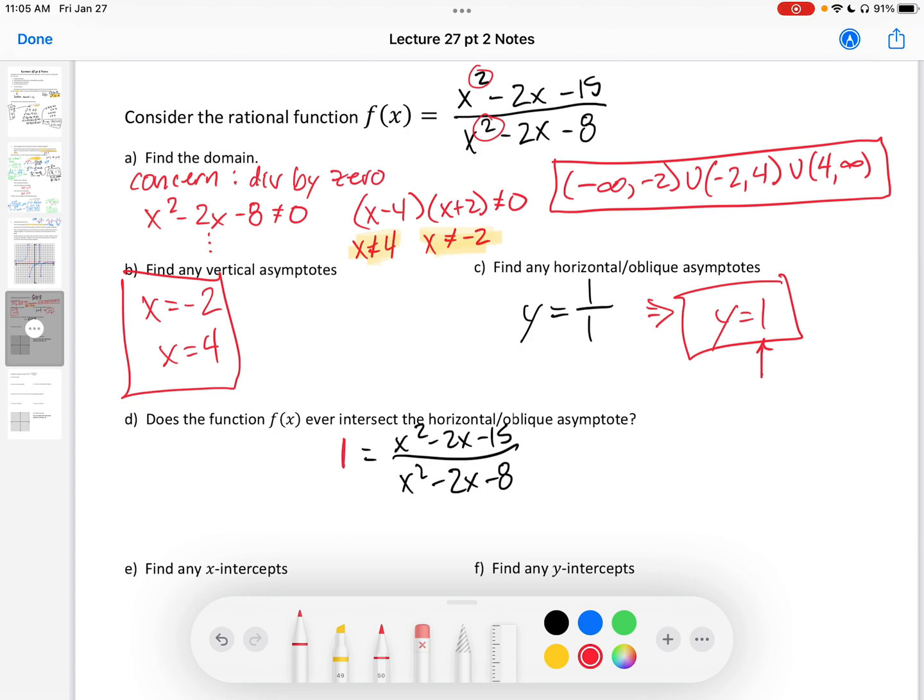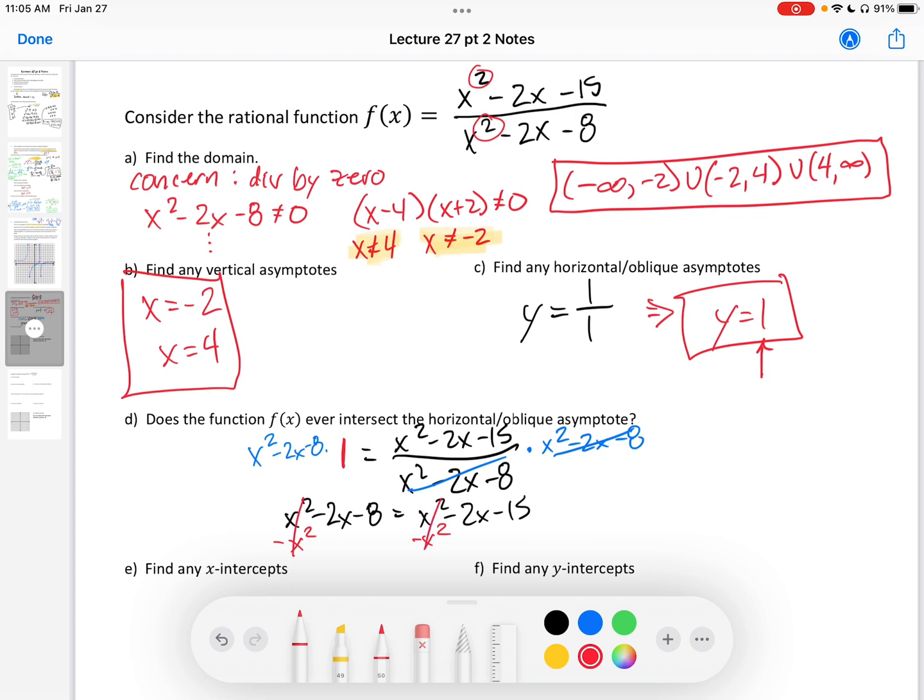If I get x equals some number, then that means it crosses at that point. Okay? So we've got that that is 1. So I'm going to multiply times x squared minus 2x minus 8. So those cancel. X squared minus 2x minus 8. Okay? So when I do that, I end up with x squared minus 2x minus 8 equals x squared minus 2x minus 15. Got a lot of x squareds and x's, so I'm going to move those over.